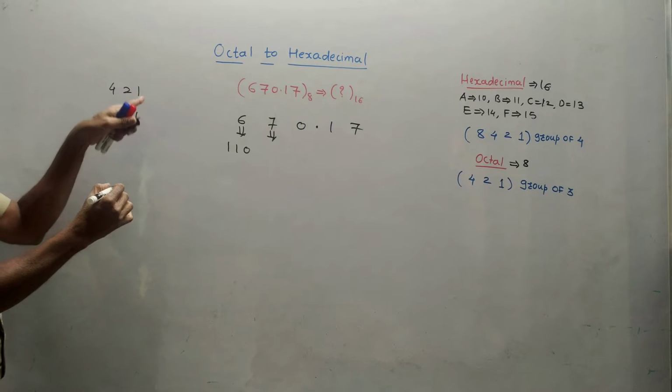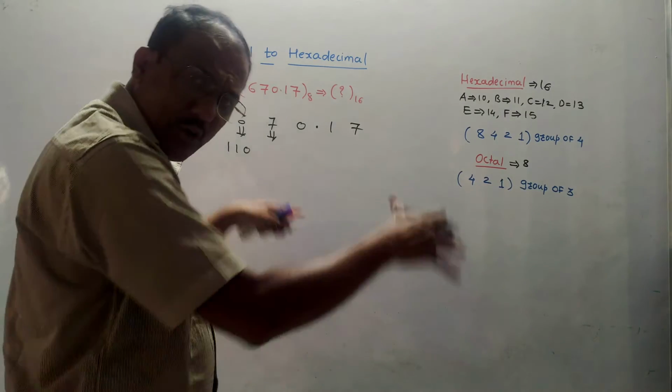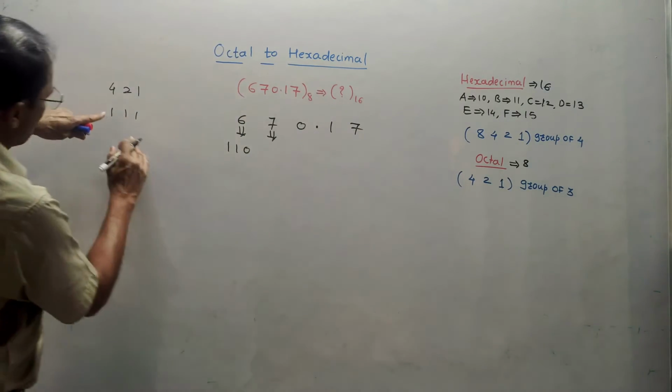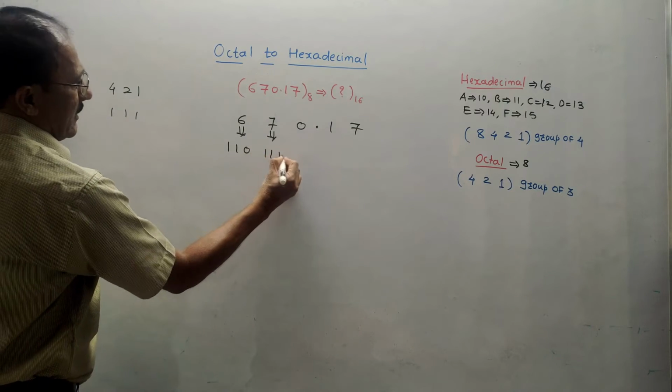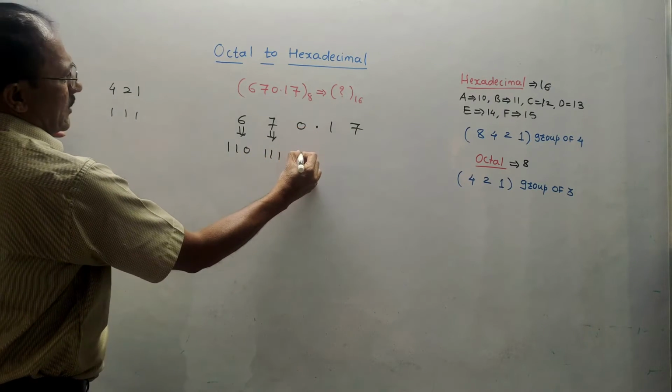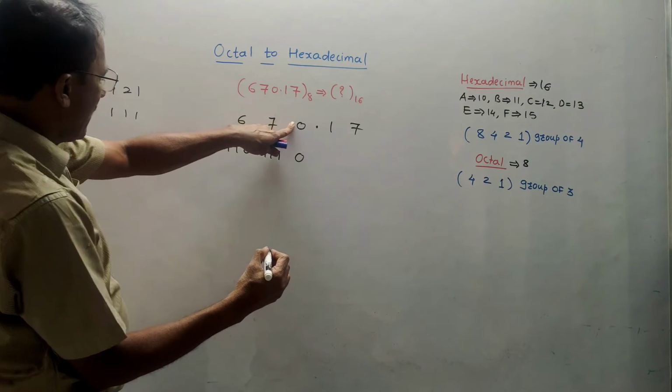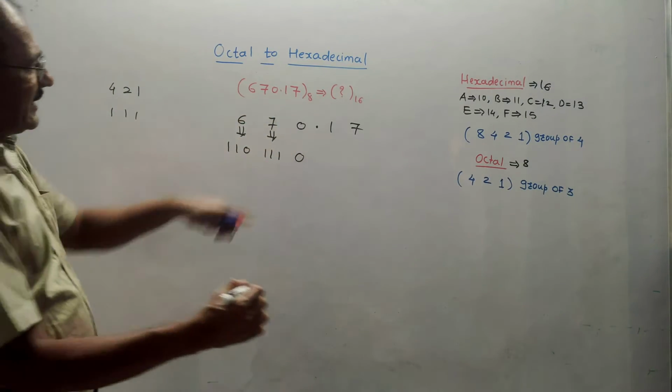Below each value I take, I need to write 1. Whatever values you are taking, below that write 1. If you are not taking any value, below that write 0. So it is 1, 1, 1. Next, 0. So 0 remains as it is because I don't have any value. So 0, I am keeping it as it is.